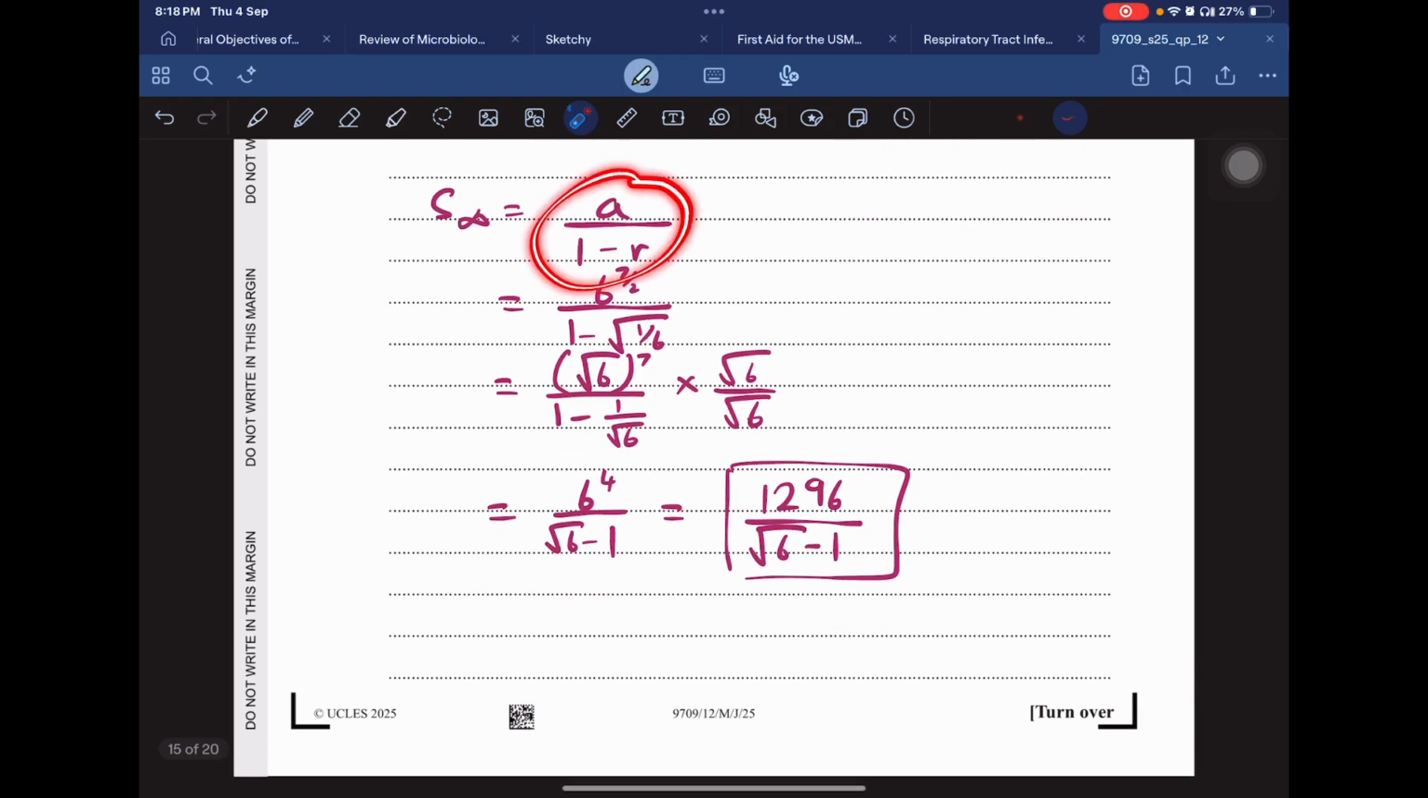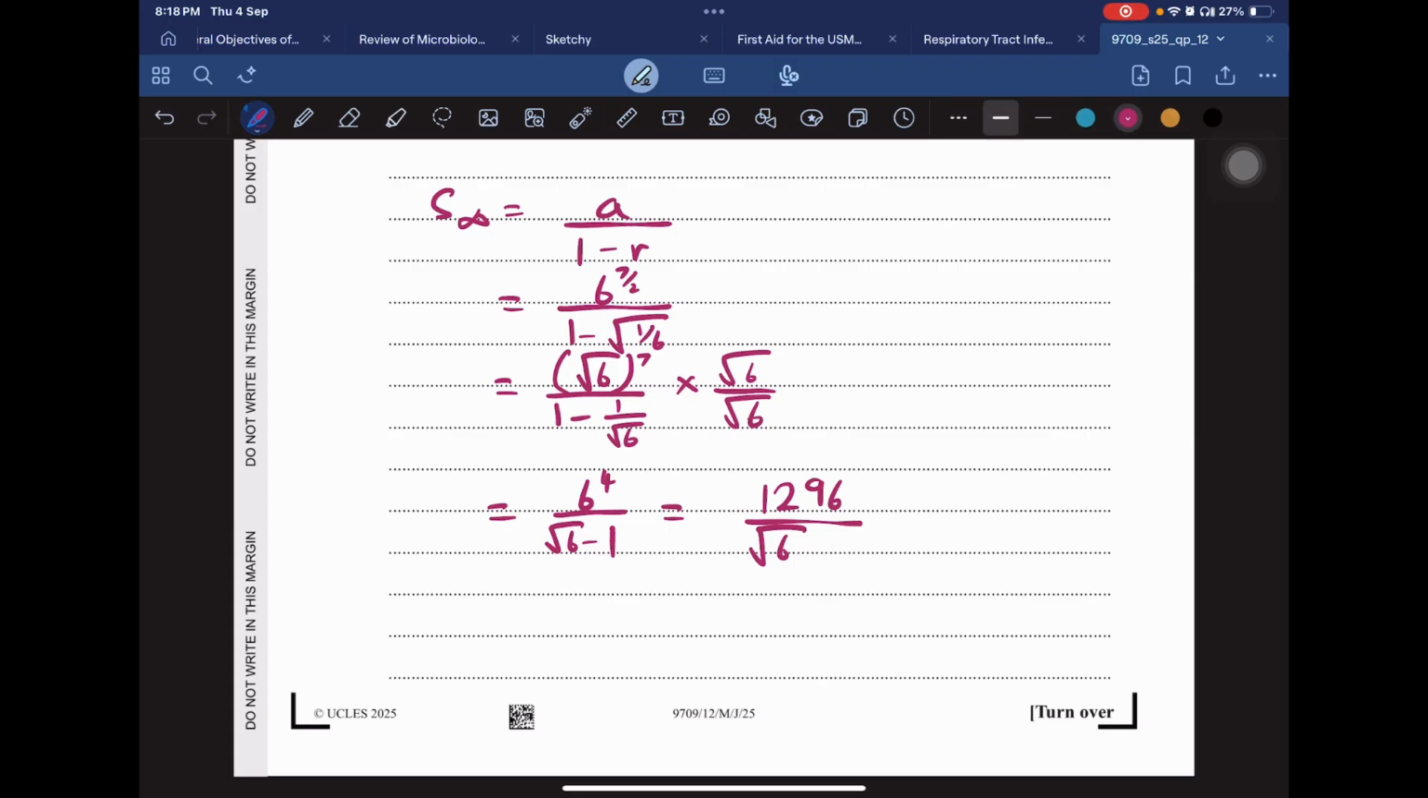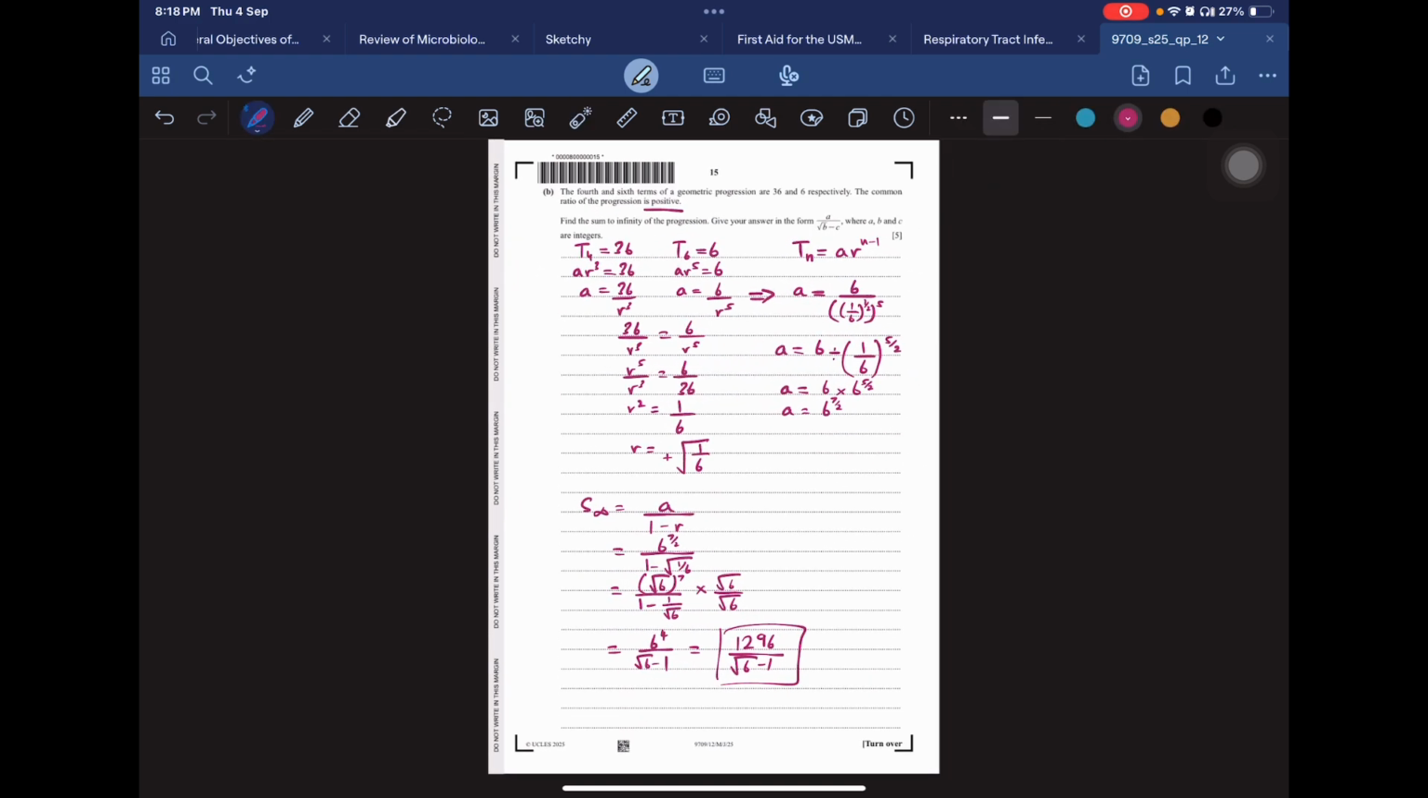Now this is the formula for sum to infinity. Inputted everything over there. To simplify this, I multiplied and divided by root of 6, which gave me this and just multiplying, just evaluating 6 power 4, I get 1296, and this is the answer that we had to give in this form.